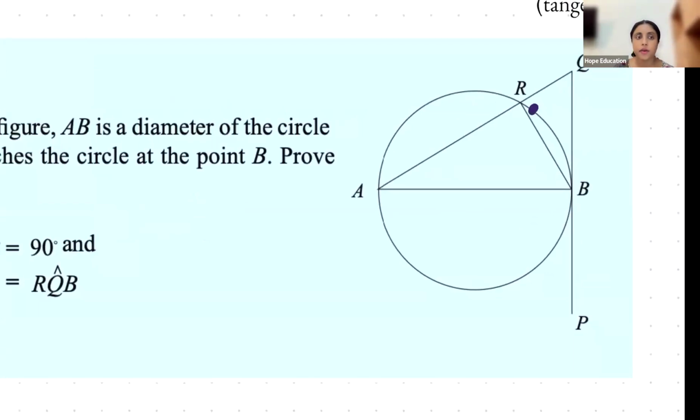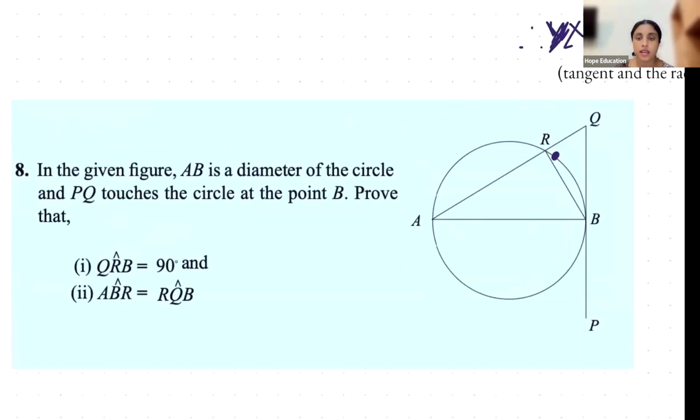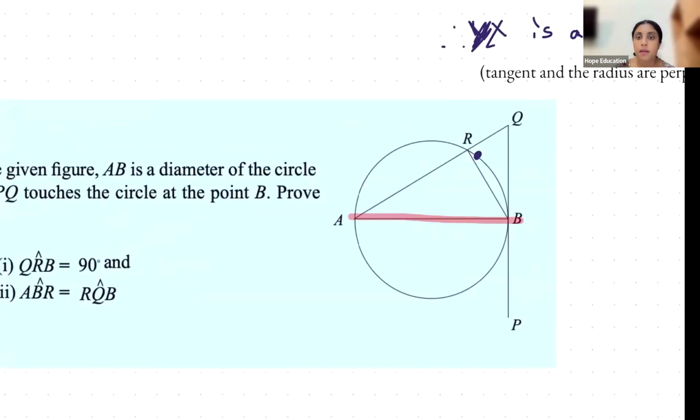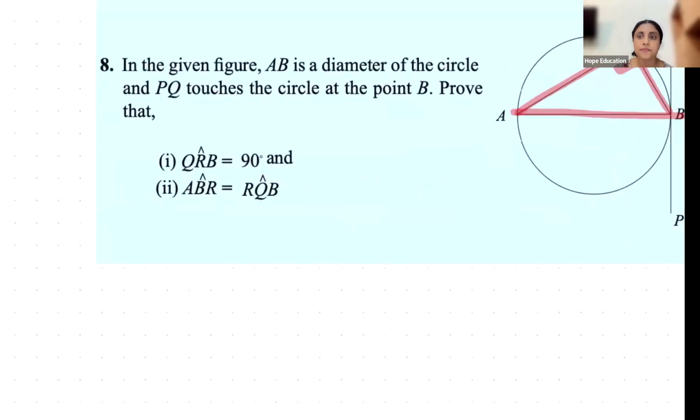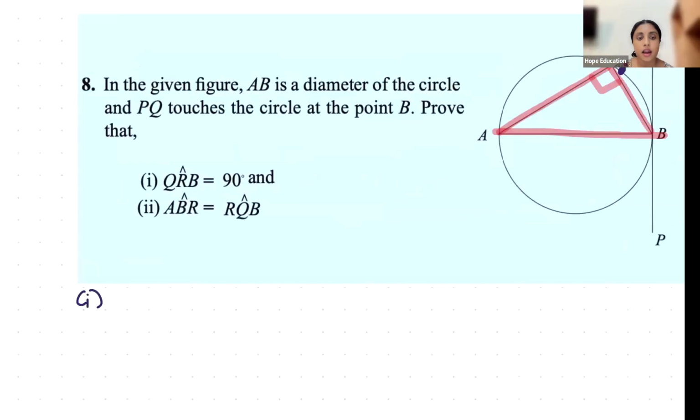Okay, that is easy, no? Can you all see here? Now this is the diameter, no? Then ARB is 90 degrees. Why? Because ARB is the angle subtended by the diameter on the circle, and you know the angle subtended by the diameter on the circle is always 90 degrees. So I can directly write that: ARB is equal to 90 degrees.